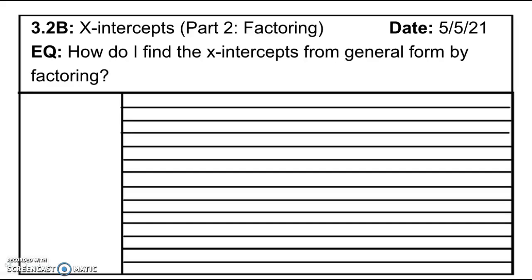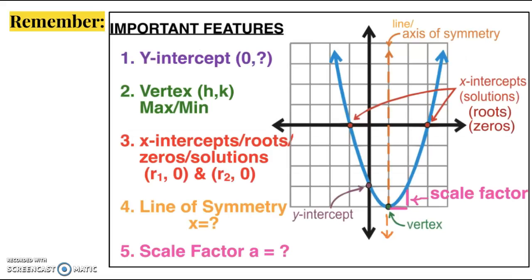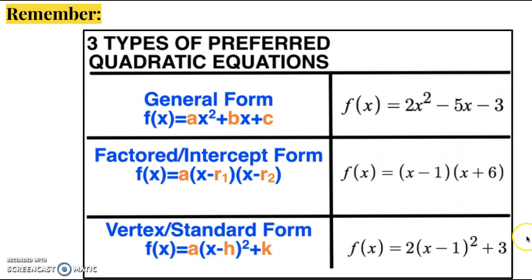All right, welcome back. This video is going to explain how you would find the x-intercepts from general form by factoring. Remember, we said that x-intercepts are the same thing as roots, zeros, and solutions, and on a graph, they are the points where the parabola crosses the x-axis. Today, we're going to figure out how to find those x-intercepts by looking at a general form equation.